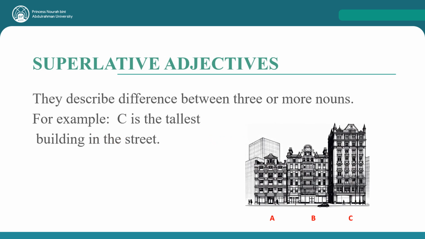In the case of your superlative adjectives, it describes the difference between three or more nouns. So if you look at the picture, we have three different buildings, and C is the tallest building in the street.